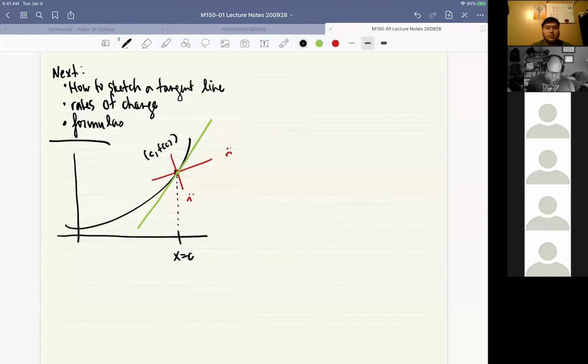So some common features of a tangent line: it touches only at one point. Okay, I'm going to put an asterisk there. It stays on one side of the graph.